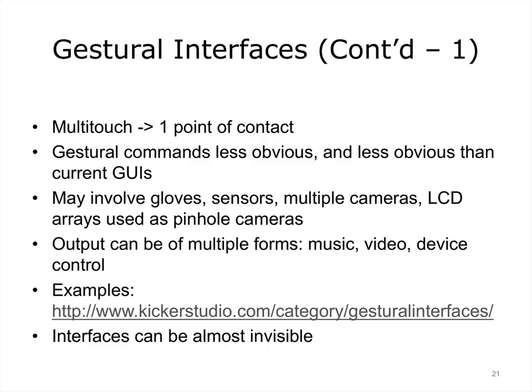Gestural components for other applications may be less than obvious and more indirect. An example is the clapper interface for turning off lights. The user must somehow be notified that this capability exists. Multi-touch likewise has more than one point of contact between the user's body and the screen, and this must be told to the user. Some gestural interfaces may involve other devices such as gloves, sensors, multiple cameras, LCD arrays used as pinhole cameras, and so on.